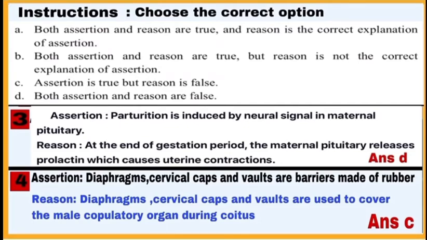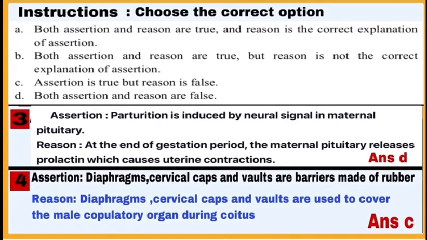Parturition is a process of delivery of the fetus. It is induced by complex neuroendocrine mechanism. So statement A is wrong. The signal for parturition originates from fully developed fetus and placenta which induce mild contraction called fetal ejection reflex. This triggers release of oxytocin from the maternal pituitary. Oxytocin acts on uterine muscles and causes stronger uterine contraction. So here both assertion and reason statements are wrong.